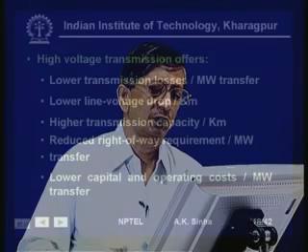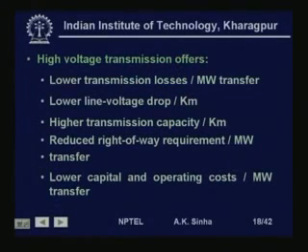Similarly, the IR drop or IZ drop in case of an AC system is also going to be less because the current is smaller in higher voltage systems. We will also see that if we go for high voltage systems, we can transmit more power through these transmission lines than at low voltage.